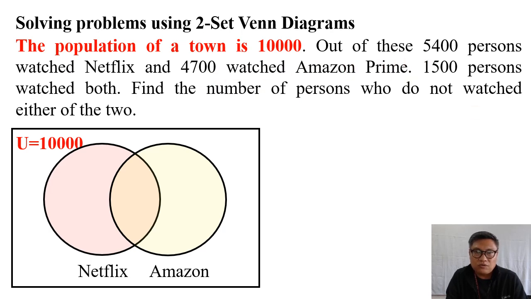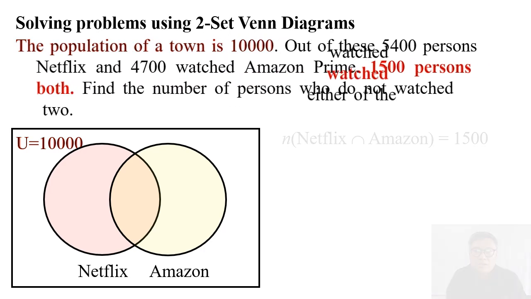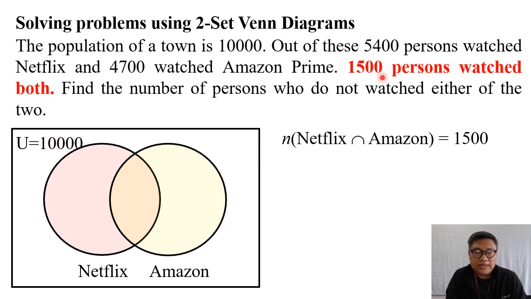So we have to look for our intersection between these two sets. So 1,500 persons watch both. So this is where we are going to indicate the 1,500 at the center. So meaning there are now 1,500 persons who watch both Netflix and Amazon. Then we can go to the other sets.